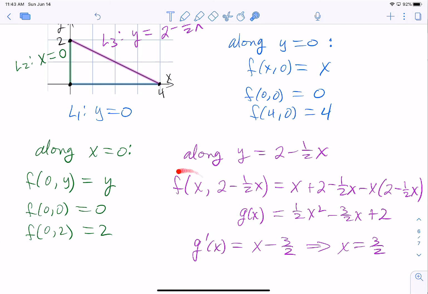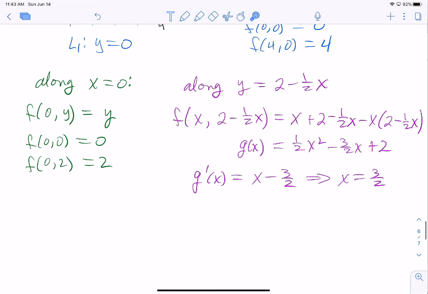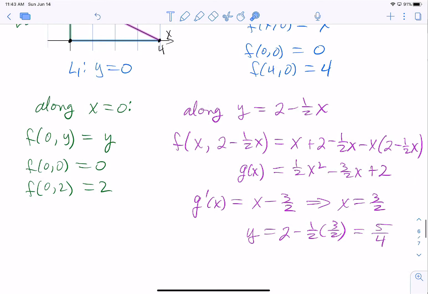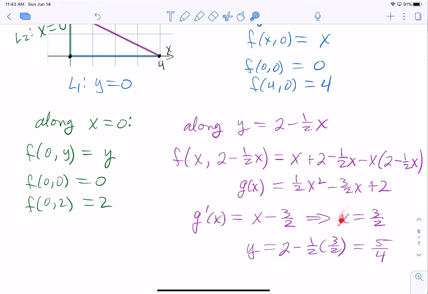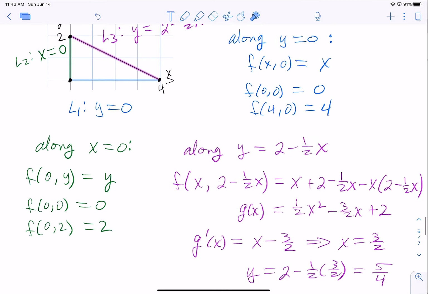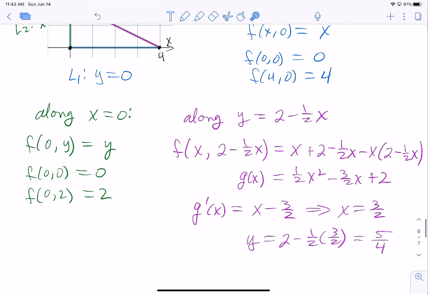For f of x, we need a y value, and for that, we turn back to y equals 2 minus 1/2 x. If x is 3/2, then y equals 2 minus 1/2 of 3/2, which simplifies to 5/4. What we can say now is that as far as g is concerned, x equals 3/2 is important. And that translates to, as far as the hypotenuse of this triangle is concerned, the point (3/2, 5/4) is important.